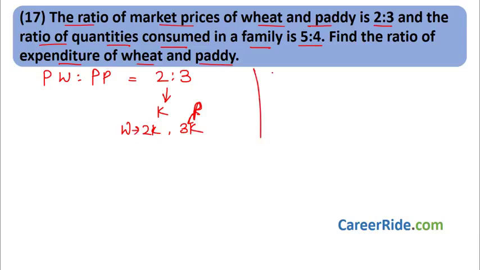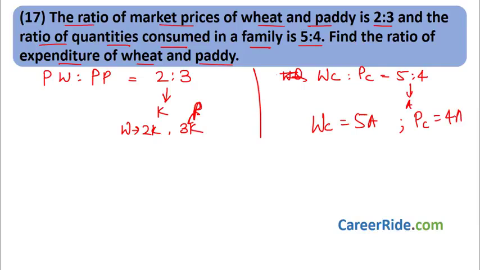Now the ratio of quantities consumed. How much wheat is consumed and how much paddy is consumed? It is 5:4. Again, these are not the actual values, this is nothing but the ratio. But since we took factor k over here, we cannot repeat the same factor because we do not know if the factors are the same. So let us take another factor, say a. The actual quantity of wheat consumed is 5a. The actual quantity of paddy consumed is 4a.